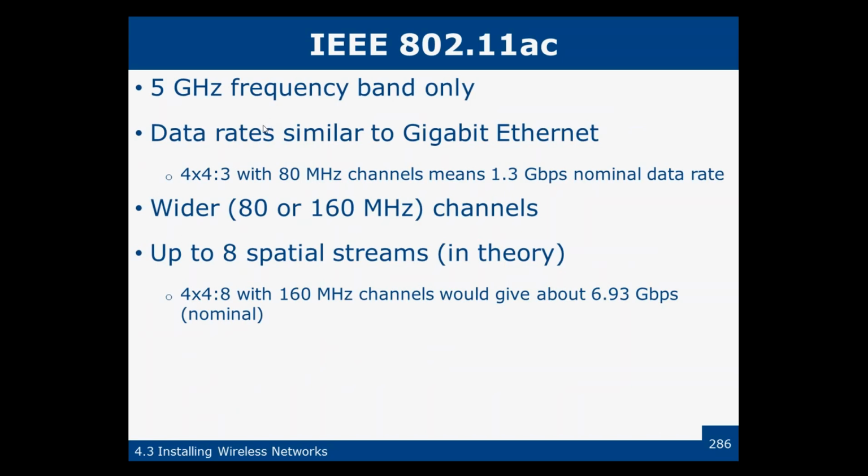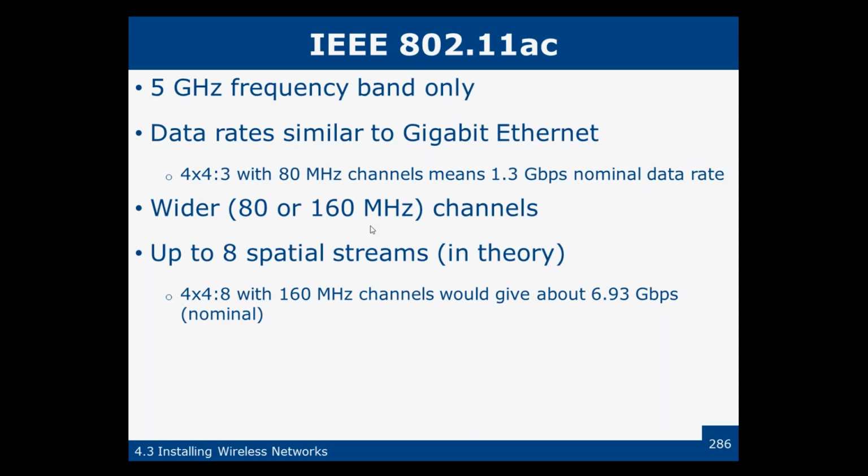The 802.11ac is the latest standard. It uses the 5 gig frequency only, and the data rates are similar to gigabit Ethernet, theoretically. 4x4:3 with an 80 megahertz channel, with 1.3 gigabits is the nominal data rate. There are 80 and 160 megahertz channels, so we've got much larger channel bonding, and up to 8 spatial streams.